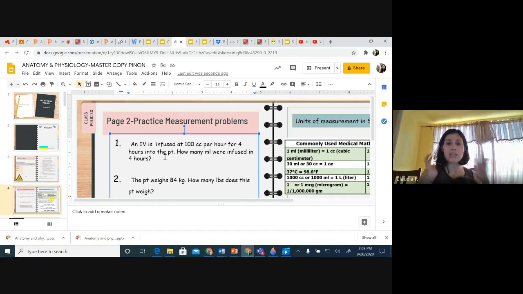So it says an IV is infused at 100 cc's per hour. An IV stands for intravenous. If somebody is hospitalized and they're in a coma or they're about to get surgery, they cannot eat, right? But you need to stay hydrated and you need to be fed. So you're going to be fed and hydrated through an IV, through your vein, essentially, intravenous.